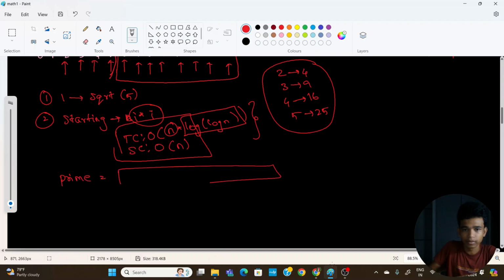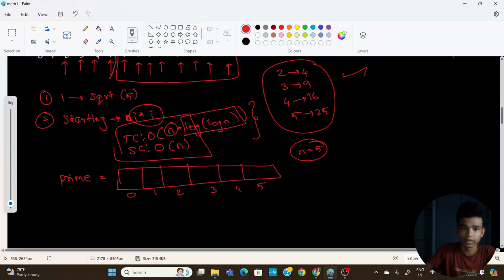prime numbers, it will be like 0, 1, 2, 3, 4, 5. If n is equal to 5, this is my array, this is my prime array, using the same arithmetic method. It will be 0, 0, 1, 1, 0, and 1. By using this, I can say my prime number count will be 3, and non-prime will be only 2. We don't want to take this 0. Be careful, don't take this 0, okay?